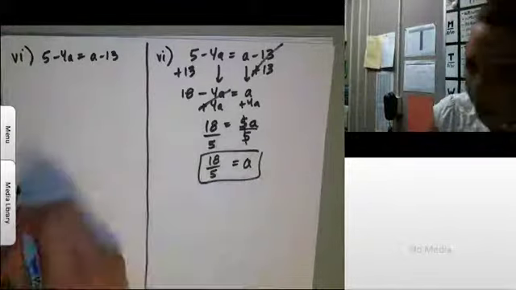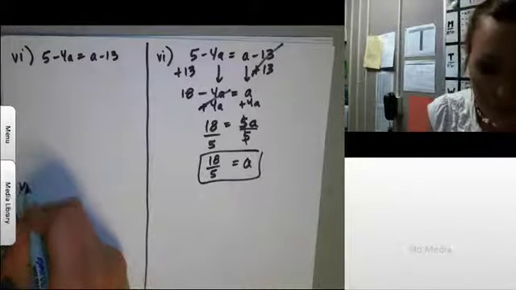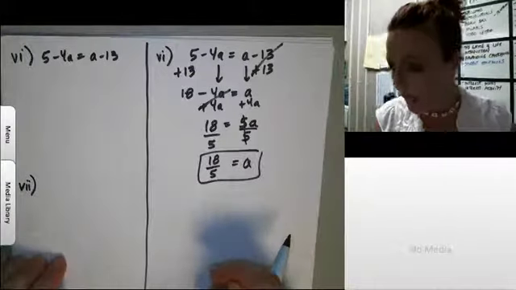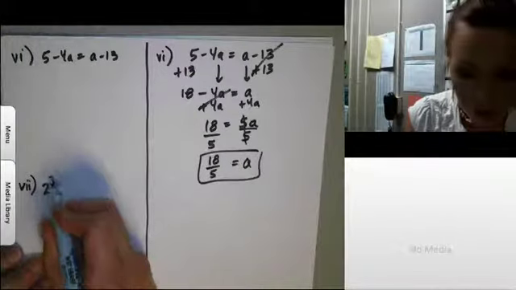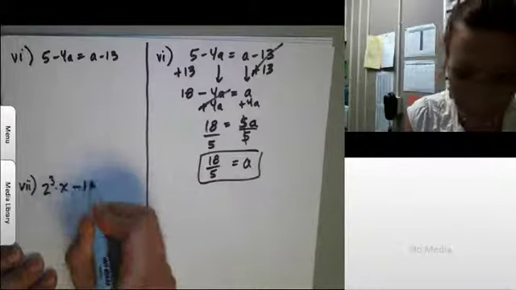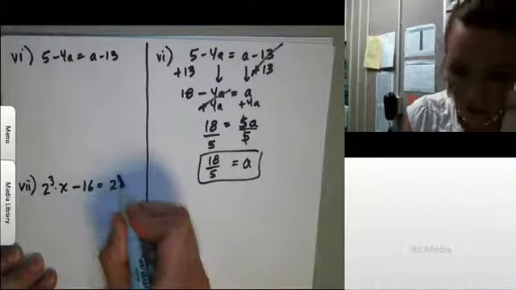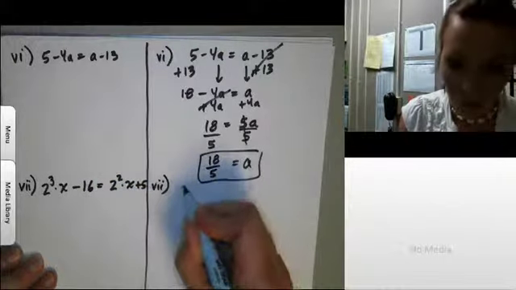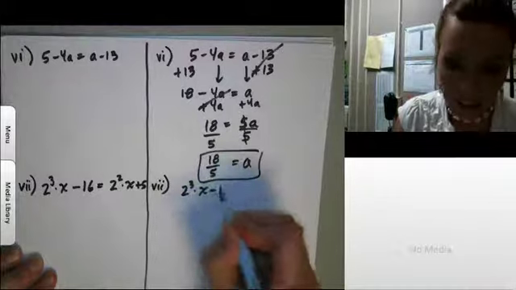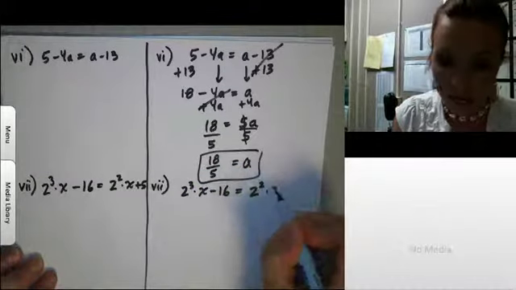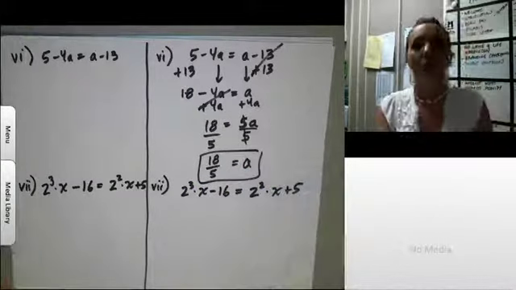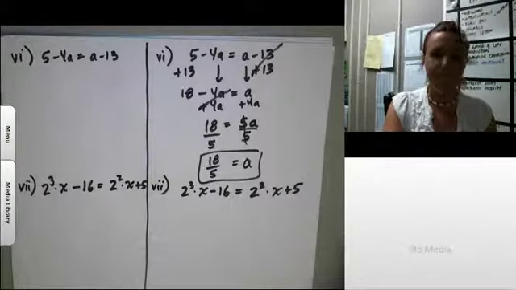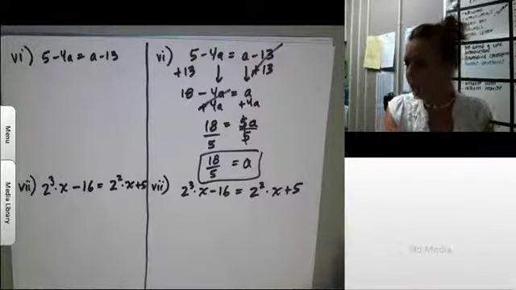Okay. I'm going to bring in one more because it involves exponents, and I want to make sure that you guys are okay with that. So 2 to the third power times x minus 16 equals 2 to the second power times x plus 5. So 2 to the third power times x minus 16 equals 2 squared times x plus 5. Okay, you can look at this and it's almost kind of a trick question. Why is it a trick question? Anybody have any ideas?